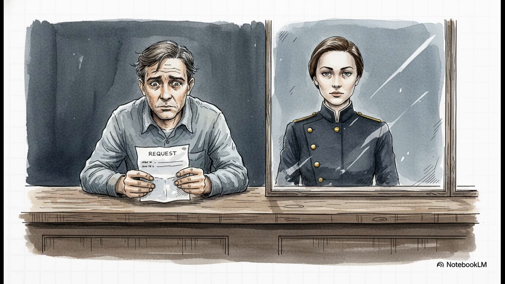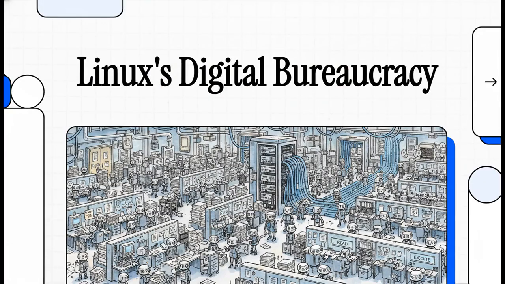You've got this nervous citizen on one side of the glass and a really stern, uniformed clerk on the other. You can just feel the tension, the weight of the rules in the air. Now, I know this sounds like a scene straight out of some gloomy sci-fi movie, but what if I told you that this exact little drama plays out millions of times a second right inside your computer?